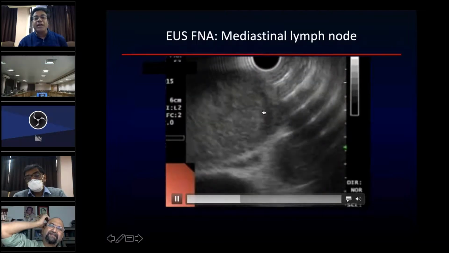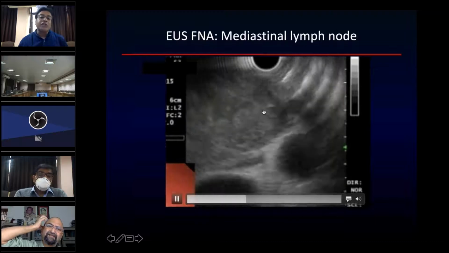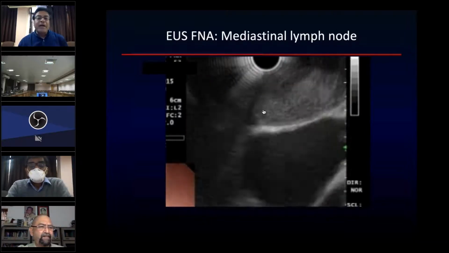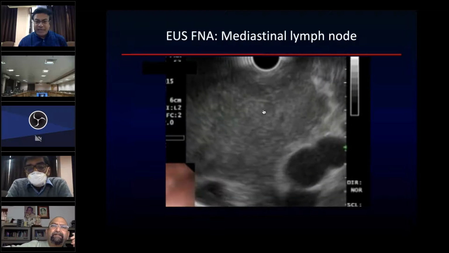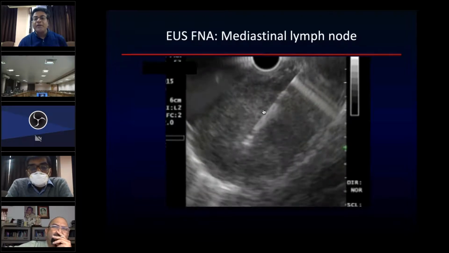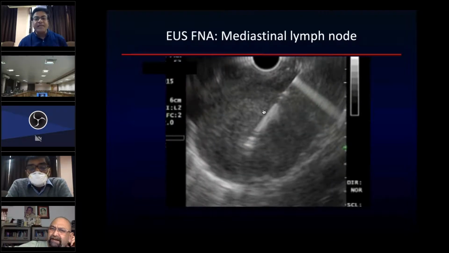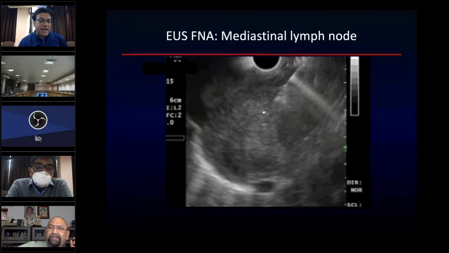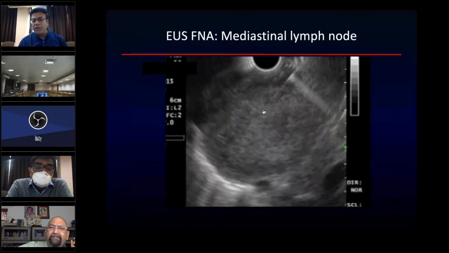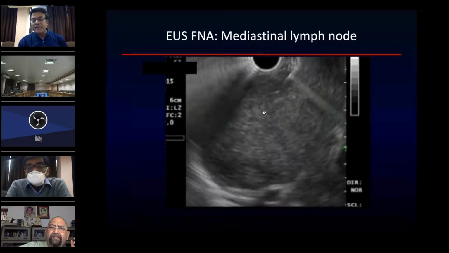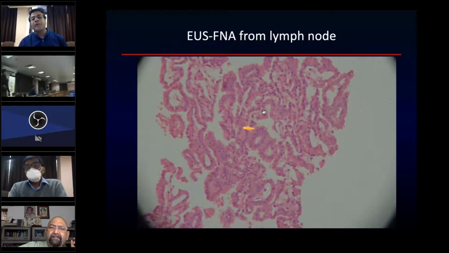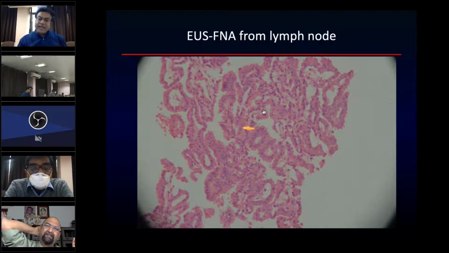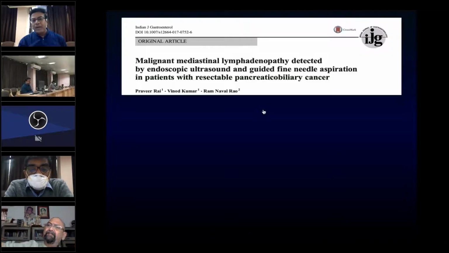This is the subcarinal window in which we saw a large heteroechoic lymph node. We sampled this lymph node as well, again with a 22 gauge FNA needle, multiple passes. We made around 2 passes for this, and these are the to and fro movements that we are making as of now. This is, again, as I mentioned, 10 to 14 to and fro movements, 2 to 3 passes does the job. And what we got here was malignant cells. So this was convincing again of dissemination.